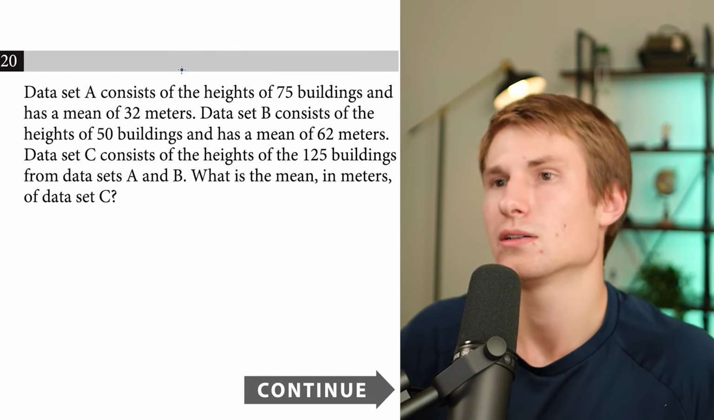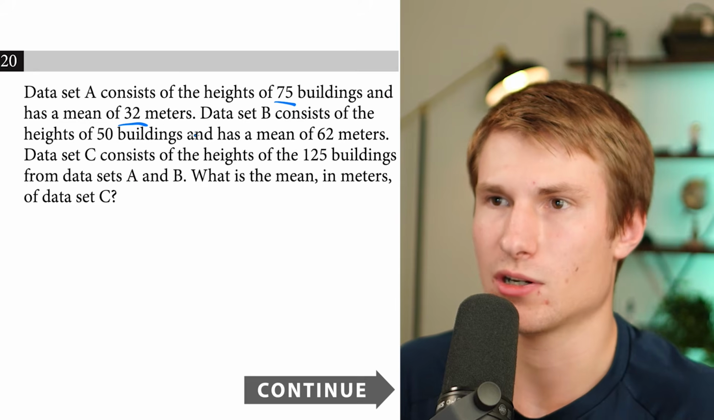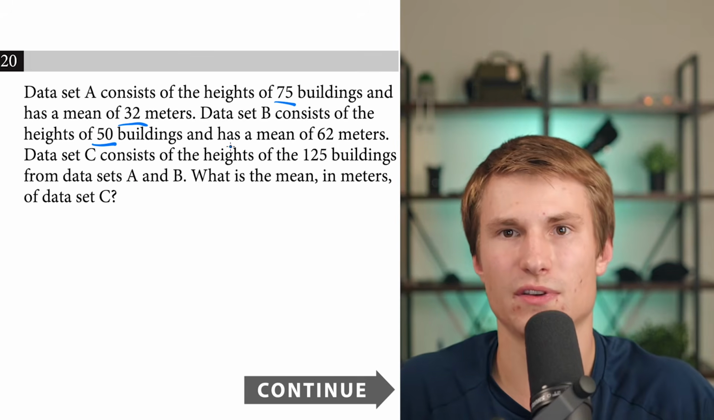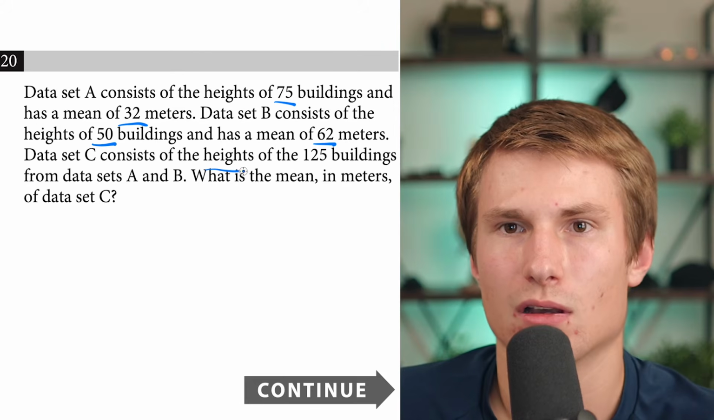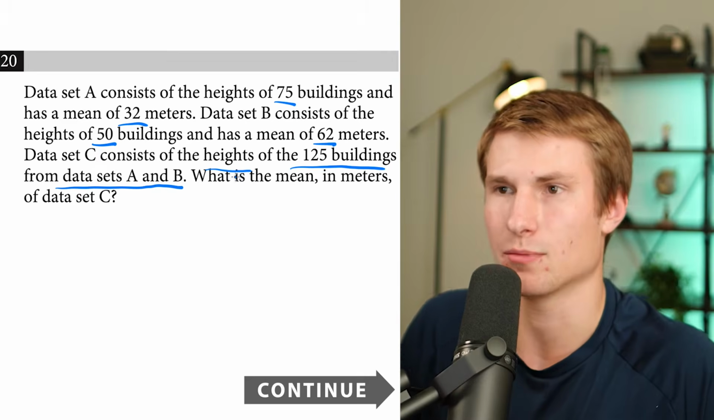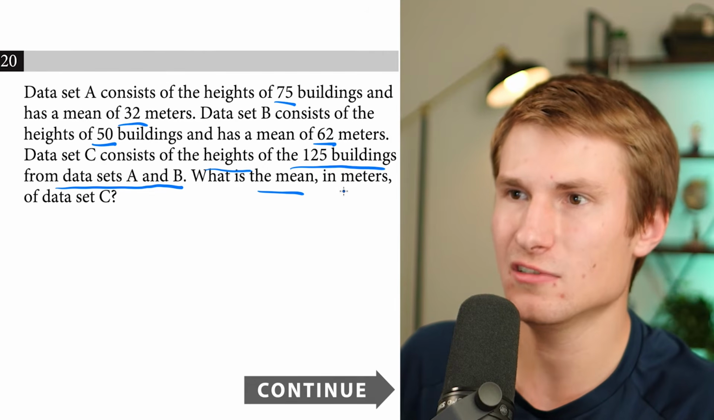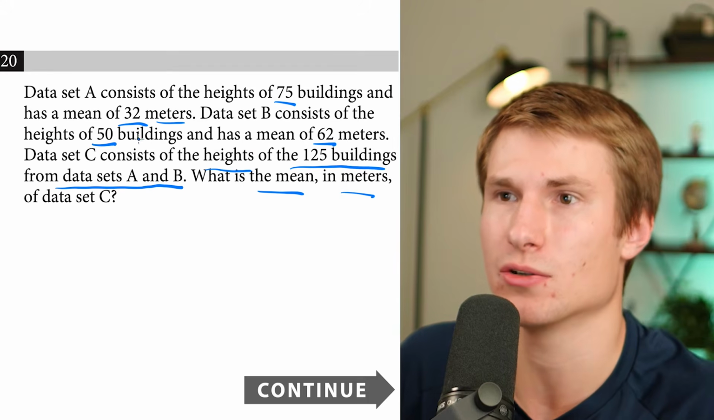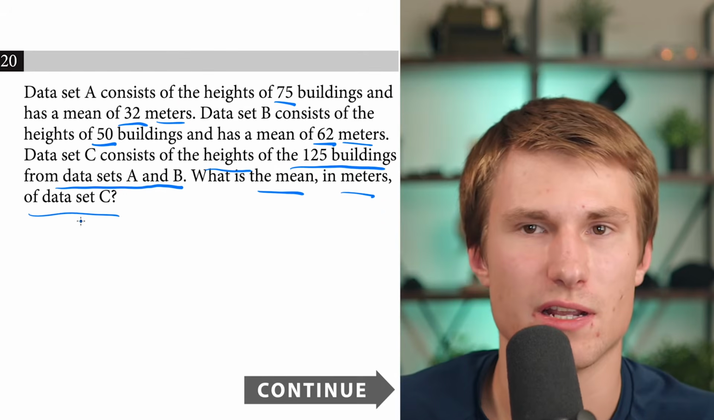There it is. Dataset A consists of the heights of 75 buildings and has a mean of 32 meters. Dataset B consists of heights of 50 buildings and has a mean of 62 meters. Dataset C consists of the heights of the 125 buildings from datasets A and B. Okay, so we're combining these datasets. What is the mean in meters? Okay, everything else was also in meters, so we're good on units. What is the mean in meters of dataset C?